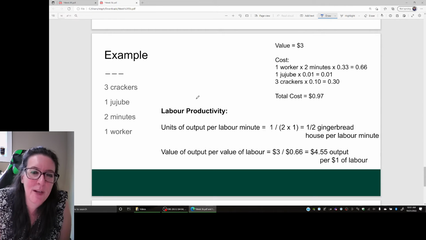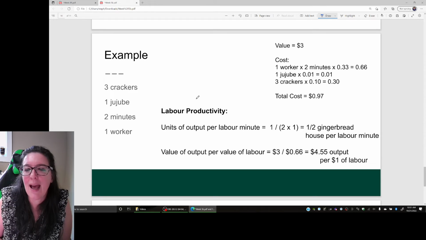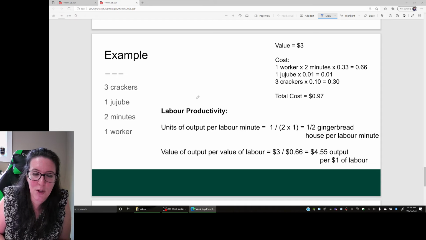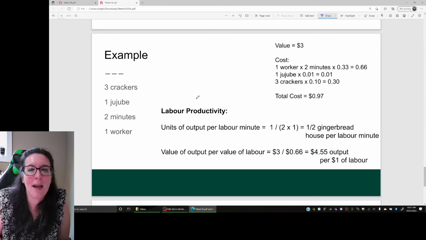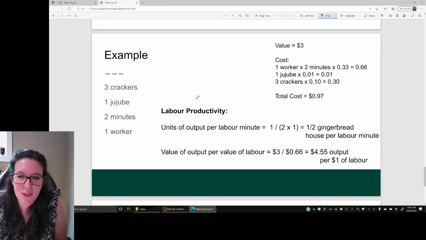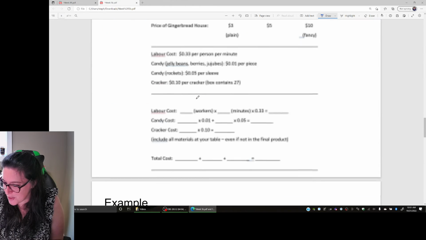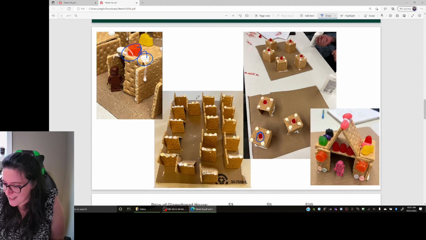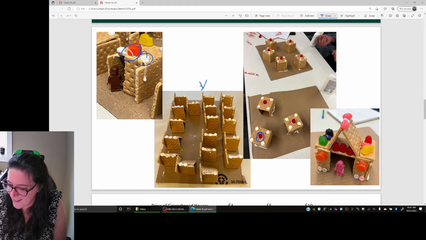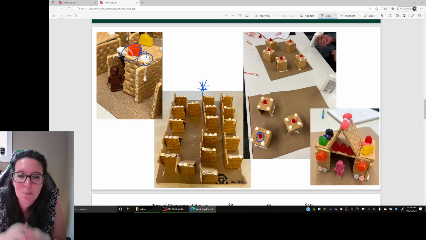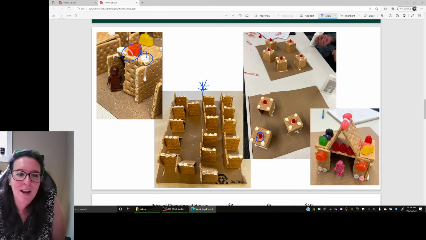Okay. We can also look at the value of our output per value of labor. So I made a $3 gingerbread house. And my labor, remember it's 1 person working for 2 minutes at 33 cents a minute. My output is $4.55 worth of gingerbread houses per dollar of labor. And I think when we did the production in class, I'll just scroll back here to our team here. And they beat me in the production process. So they had a simpler design in terms of the house.